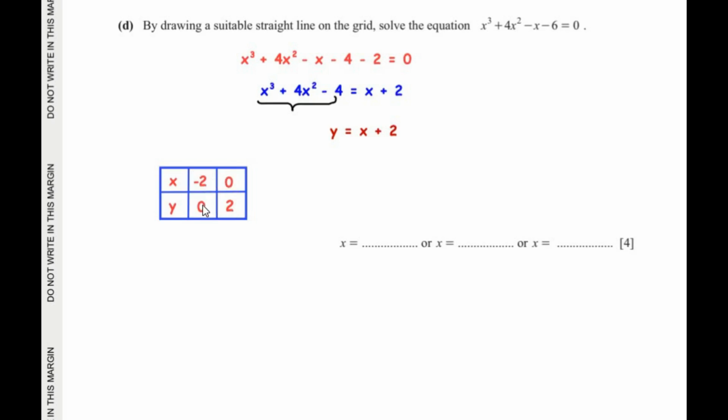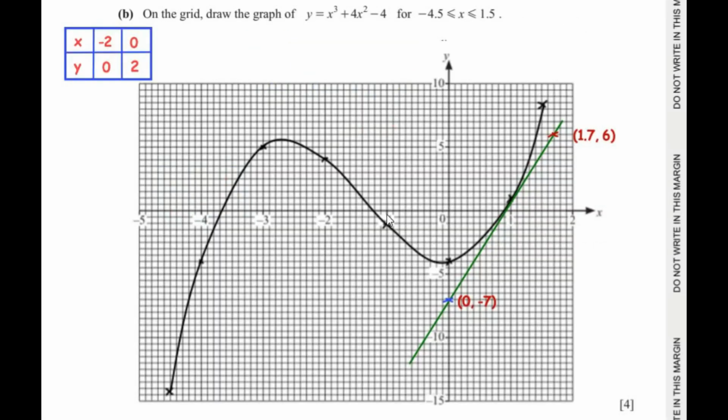So let us mark these points on the grid now. So x is -2 and y is 0, that will be over here. This is the first point of the straight line. And the second one is when x is 0, y is 2. That will be over here on the y-axis. This is 2. So 0, 2. So let us draw a straight line through these 2 points. So this is the line that cuts the curve at 3 points. And this is the equation of the straight line, y is equal to x plus 2.